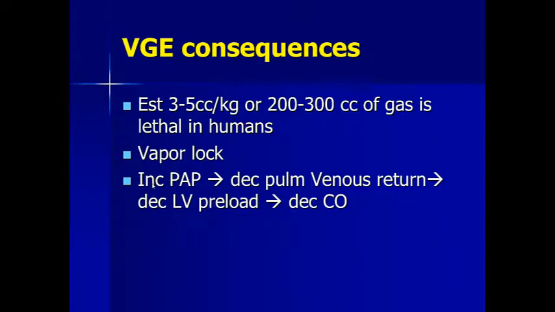Part of it occurs as it basically creates a vapor lock on the right side of your heart. As you get bubbles that clog the pulmonary filter, it increases your pulmonary artery pressures, decreases your venous return to the left side of the heart, decreases your cardiac output, and causes a cascade of events.